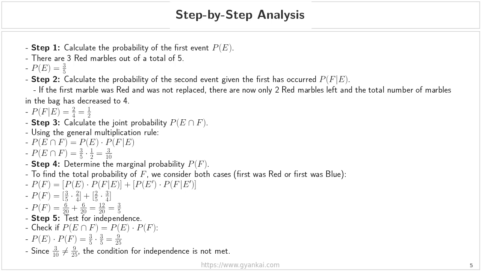Finally, in step 5, we perform the actual test for independence. We check if the joint probability we found in step 3 is equal to the product of the individual probabilities of E and F. We take the probability of E, which is 3/5, and multiply it by the probability of F, which is also 3/5. This gives us 9/25. When we compare our results, we see that 3/10 is not equal to 9/25. Because this equality fails, we have mathematical proof that the condition for independence is not met.